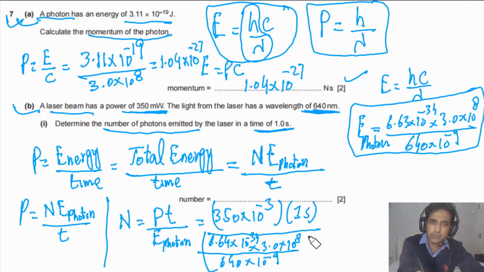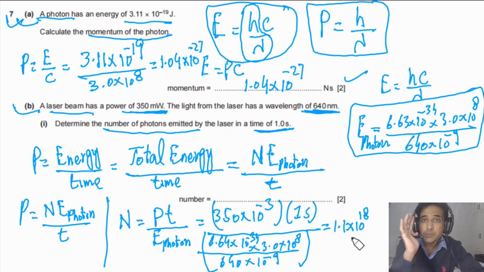So you can calculate this value here, and then you can solve. You will find the value of N will be equal to 1.1 times 10 to 18, meaning 10 to 18 photons we need for this much energy, meaning 350 millijoules of energy. So this is the answer. This is how you can approach. This question is also very common in past papers, so you need to understand how to approach this one, because most of the time when students look at this question, they get confused and don't know how to approach.